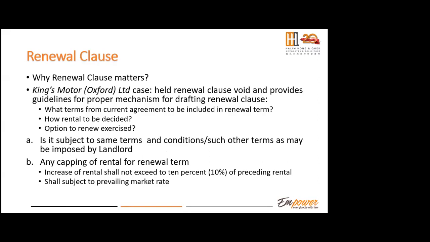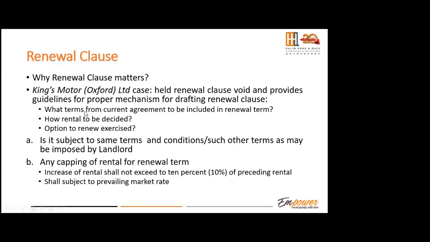You will need to have this renewal clause. But for the renewal clause, there's a case, the King's Motor Oxford Limited case. Especially when we are drafting the renewal clause, there are 3 things that we need to ascertain. In this King's Motor case, the court held that the renewal clause was void because the parties did not ascertain the renewal rental. They just drafted the clause as the renewal rental to be agreed by the parties in future. Because it's uncertain, the court held the renewal clause is void.